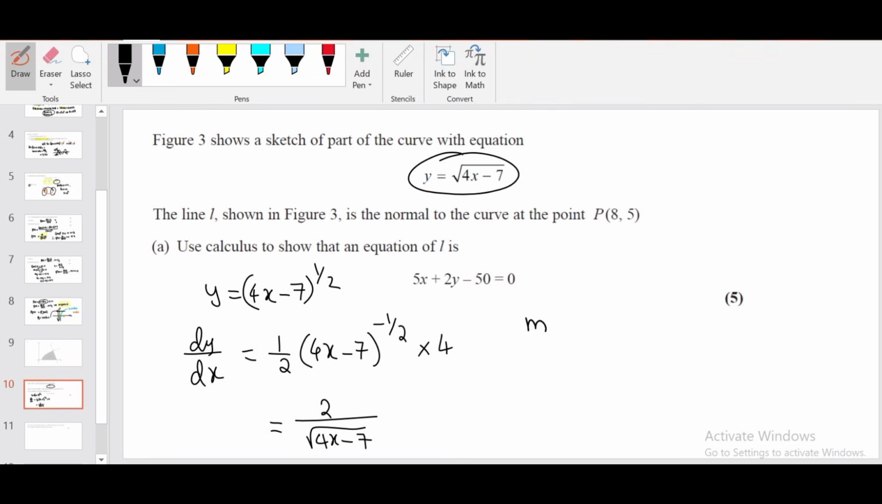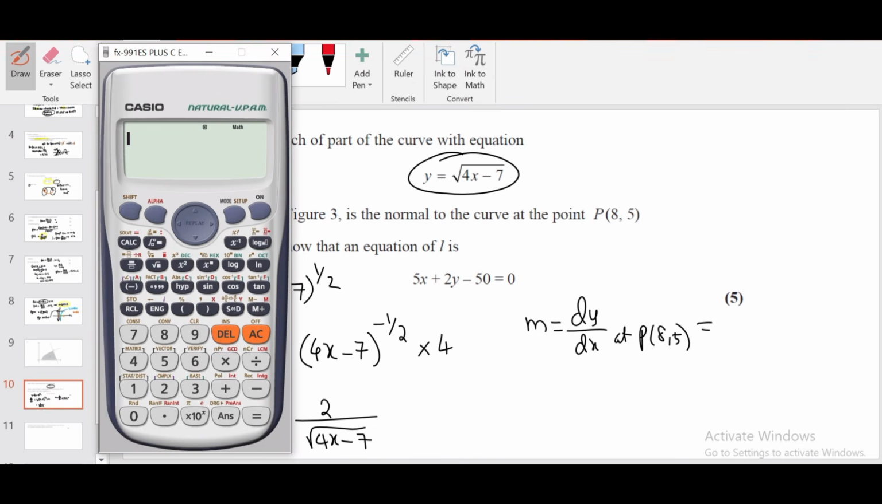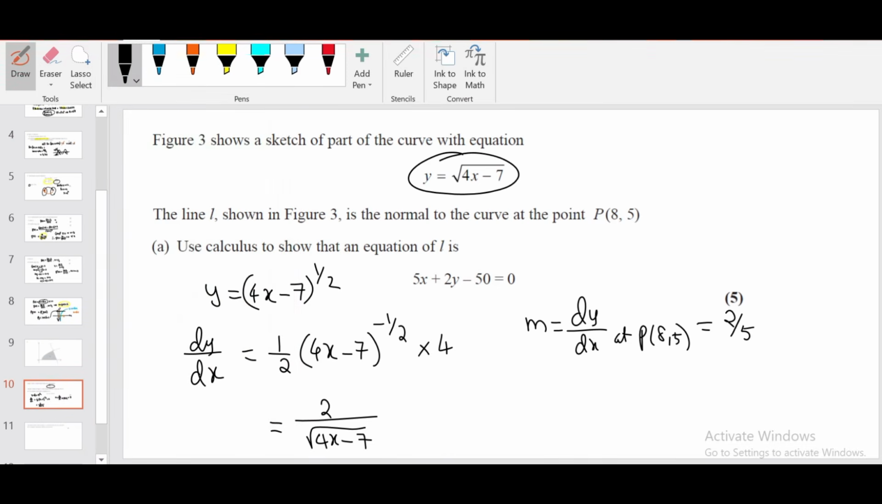Now the slope is dy over dx at P of 8 comma y. In dy by dx, replace x by 8. So it's going to be 2 divided by the square root of 4 8s are 32 minus 7, which is 2 over 5. That's the slope of the tangent. So the slope of the normal is the negative reciprocal of this.